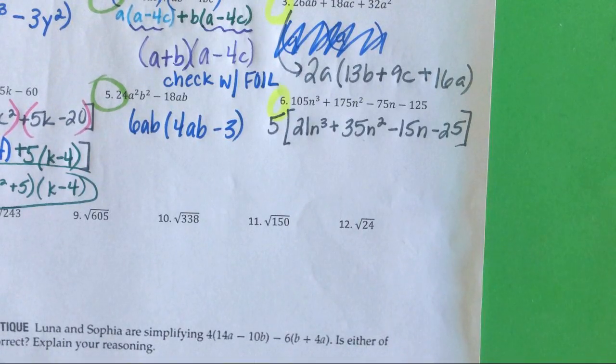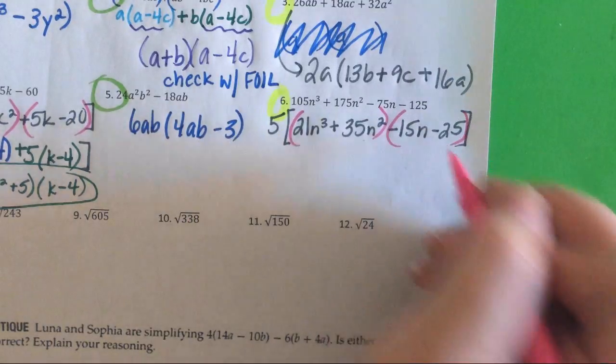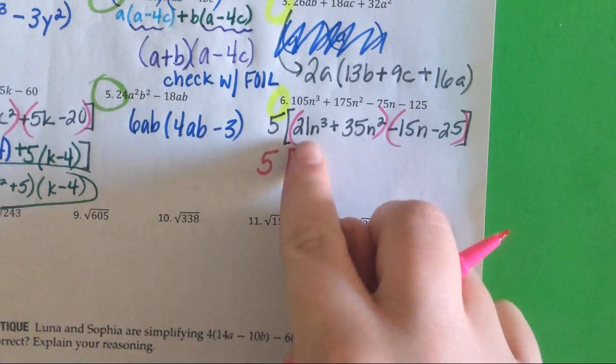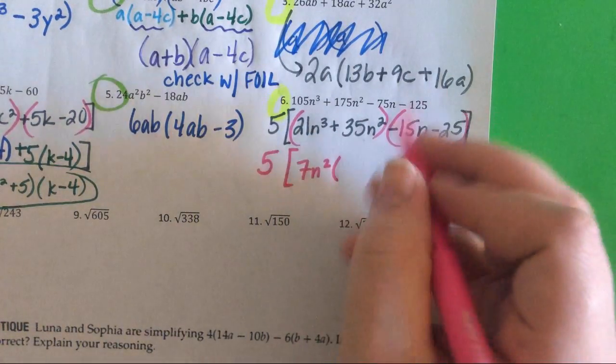Are we done? How many terms do we have? So we can try grouping. So let's see, group those, group these. I'm going to still bring down that 5. What can I pull out of this? And what would you be left with?